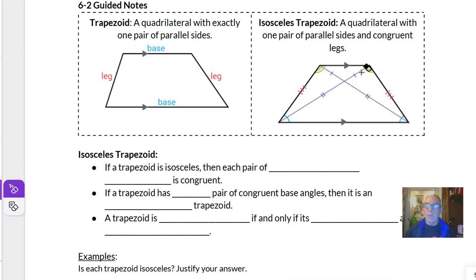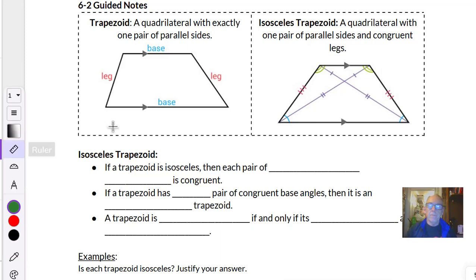These green angles at the top would be base angles. If this was upside down, this would be the base. If it's right side up, this is the base. So we call these base angles. This side we call the base, this side we call the base. We call this the leg, and we call this the leg. So base, base, leg, leg.